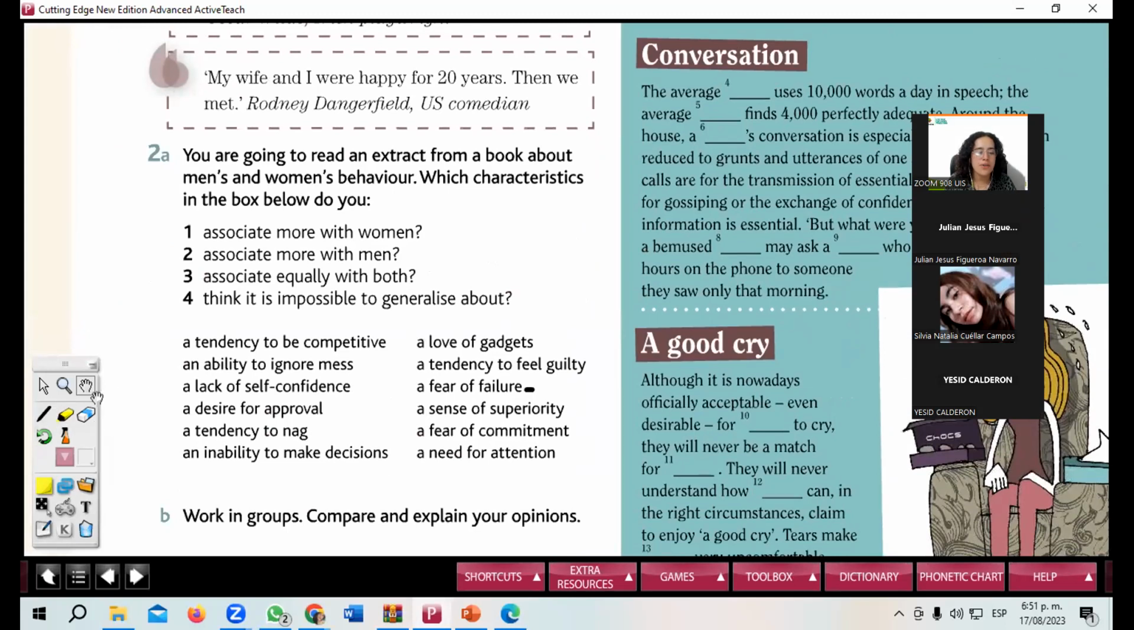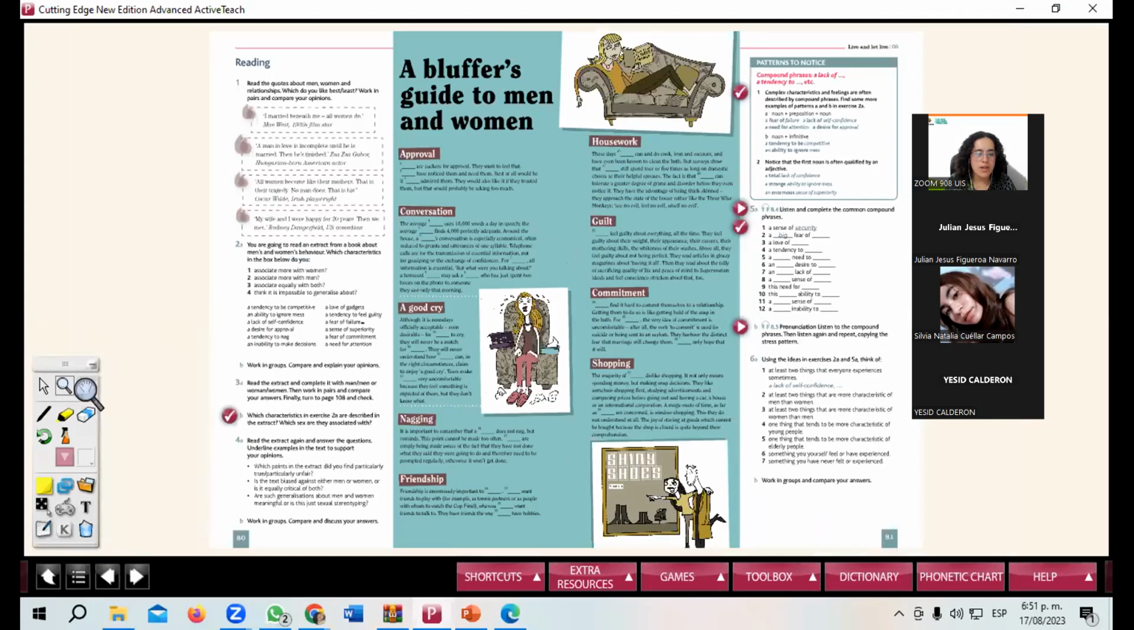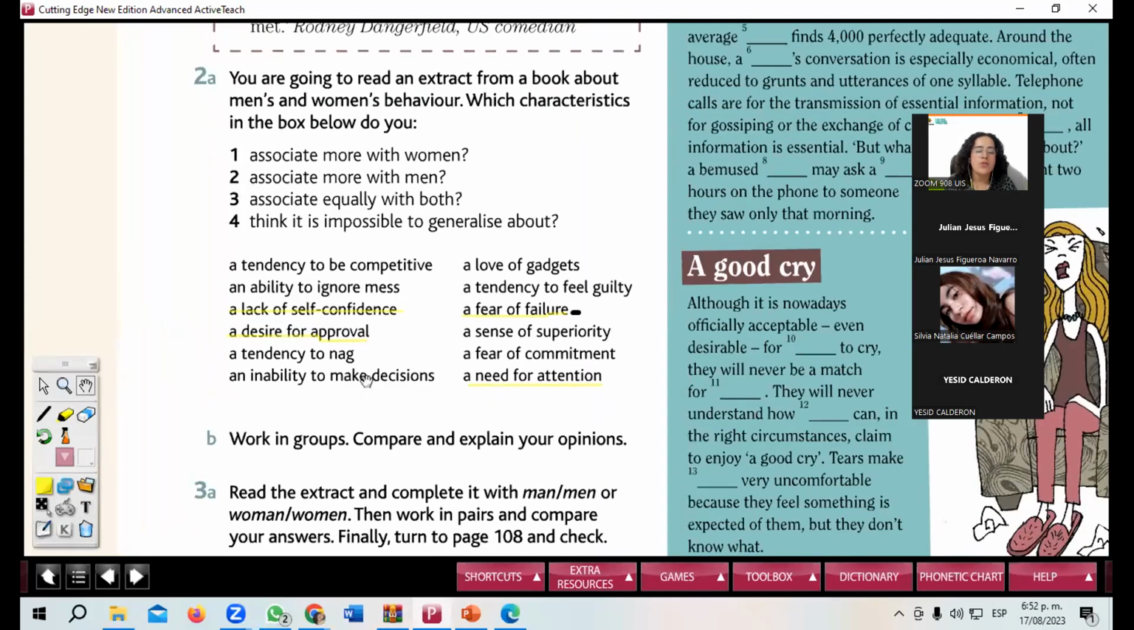Okay, so let's see for the first pattern we have here. I'm going to underline the ones that we already have. Just a second. So a fear of failure, we already have it. And what else do we have? A lack of self-confidence. This one also. A need for attention. And a desire for approval. A desire for approval. Right? Can you give me some other examples following this pattern of noun, preposition, noun?